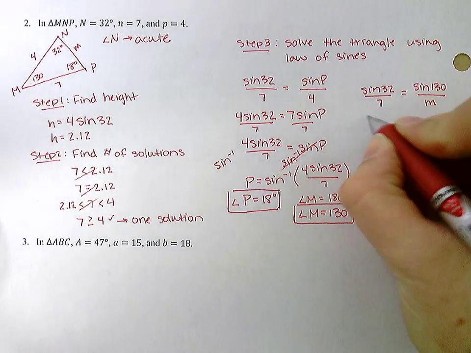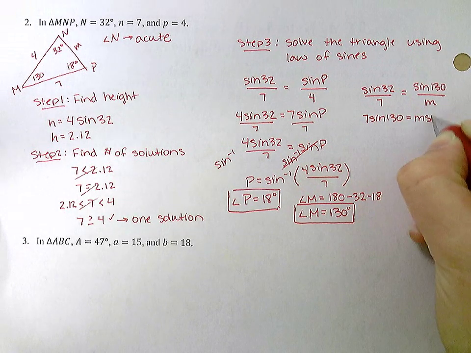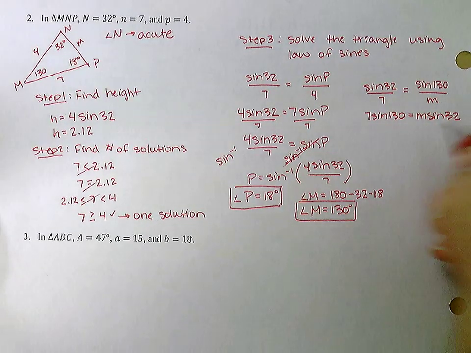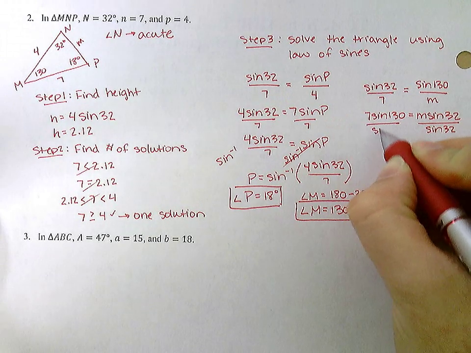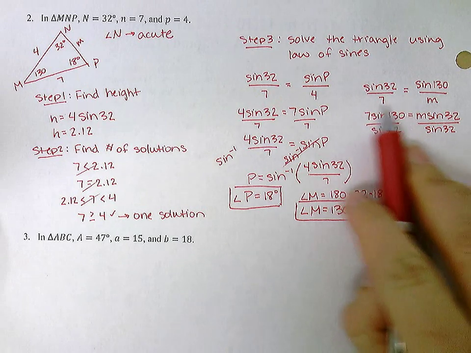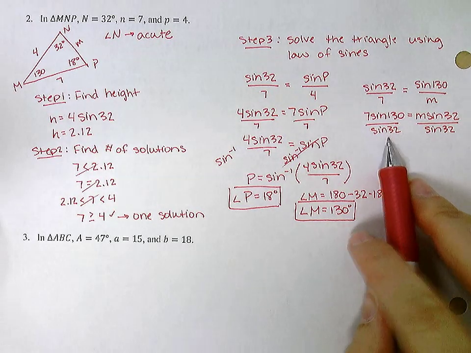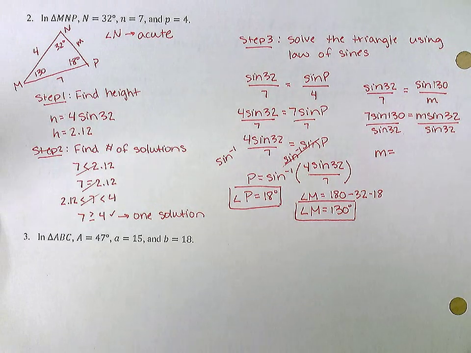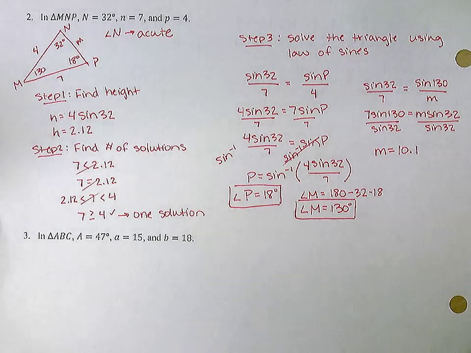Okay, cross multiply. So we have 7 times the sine of 130 is equal to m times the sine of 32. Get m by itself. Divide by sine of 32 on both sides. Plug this part into your calculator. So 7 times the sine of 130 divided by the sine of 32. I got 10.1.